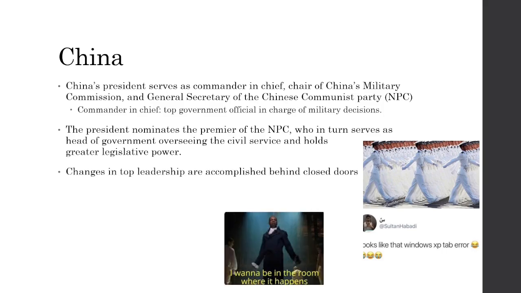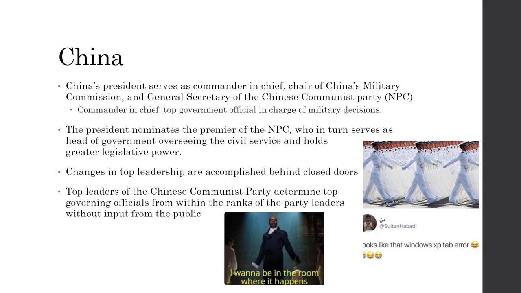Now, changes in the top leadership. So who's the premier? Who's the president? That kind of happens behind closed doors in the room where it happens. And people don't really have any elections or say in these matters. Top leaders of the Communist Party will determine the top governing officials from within the ranks of the party leaders without any input or care of the public whatsoever. They literally do not matter to the government.